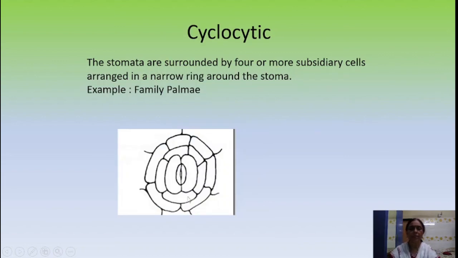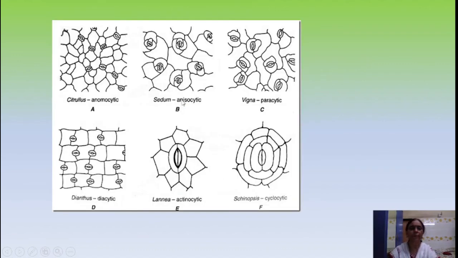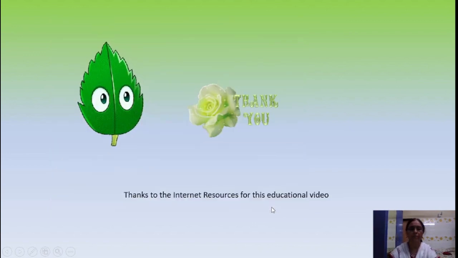Cyclocytic, in cyclic patterns. The stomata are surrounded by 4 or more subsidiary cells arranged in a ring around the stoma. The best example is family Palmae. Here are the examples of anomocytic, anisocytic, paracytic, diacytic, actinocytic and cyclocytic type of stomata.